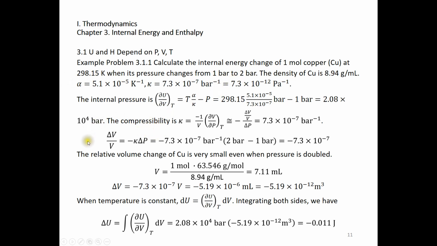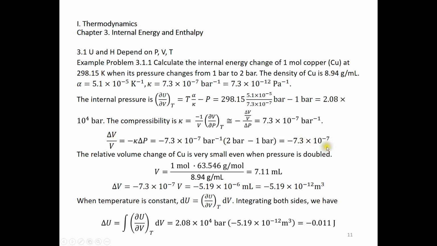Alright, so we're going to use this equation for kappa. Kappa is negative 1 over V times delta V over delta P, and it's approximately delta V over delta P. Then we can get the relative volume change. Delta V over V is negative kappa times delta P. It comes from this equation. We just plug in numbers, and we get this number without a unit for the relative change.